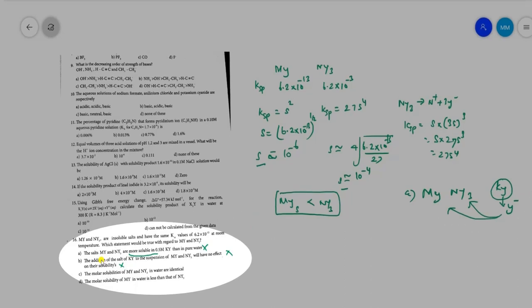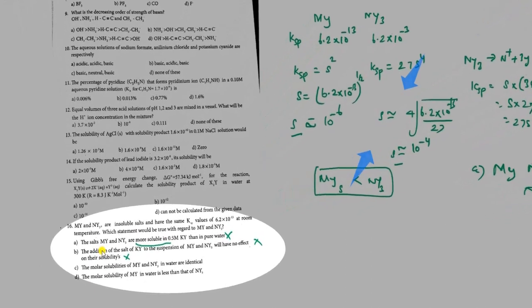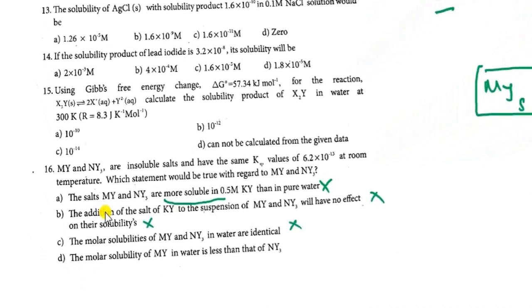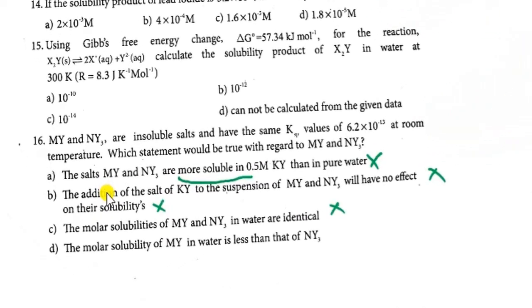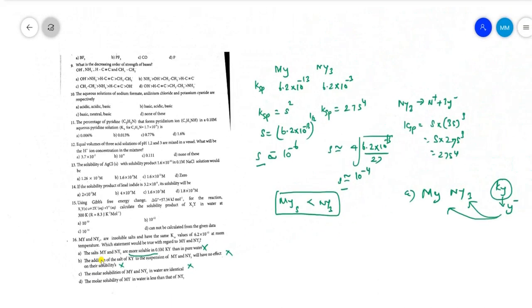Then, the molar solubility of MY and NY3 in water are identical. It is not true because they are different. And the molar solubility of MY in water is less than that of NY3. It is obtained that MY is less than that of NY3. So it is a right statement. So your option is D.